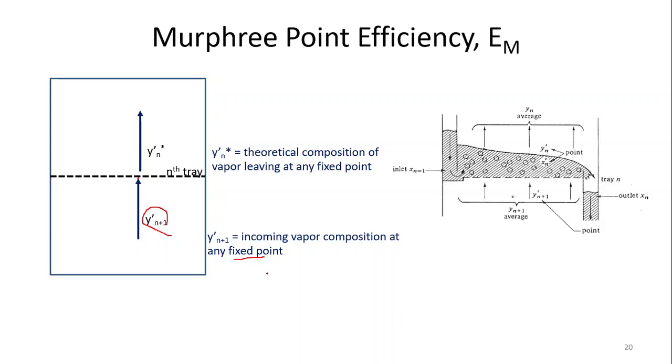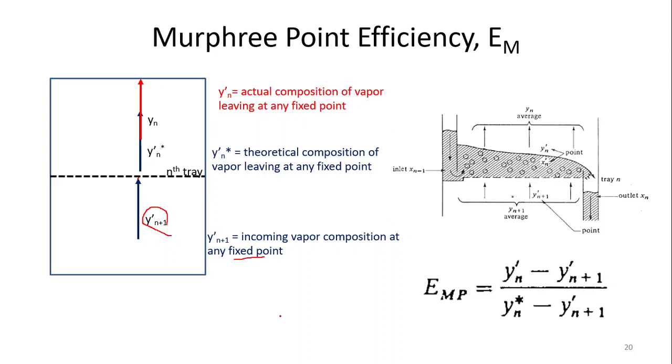And if it is not 100% efficient, then this would be the vapor composition y dash n, the actual composition of the vapor leaving at that fixed point. So if we know all these three values, we can find the efficiency as in the previous case: y dash n minus y dash n plus 1 divided by y star n minus y dash n plus 1. In this way you can find out the Murphy point efficiency.